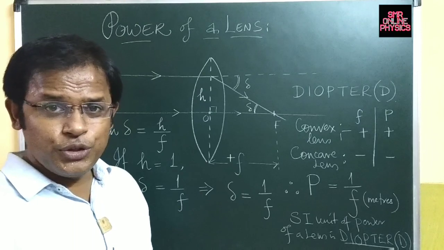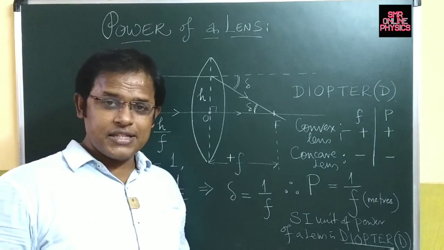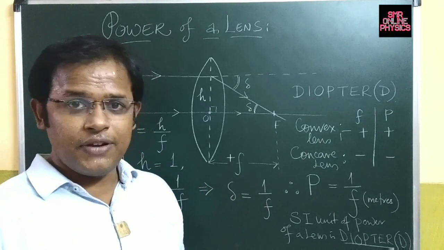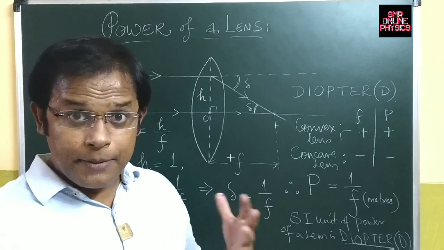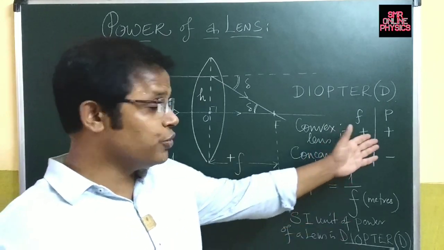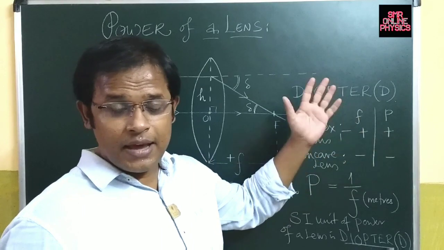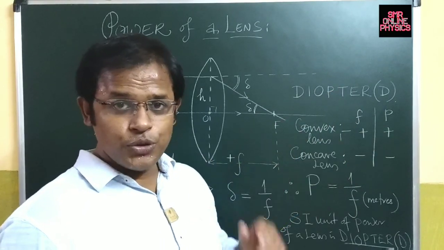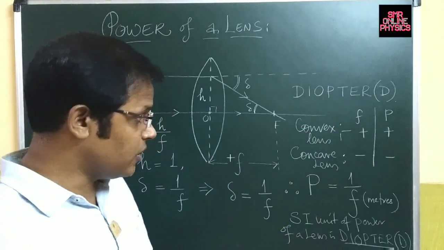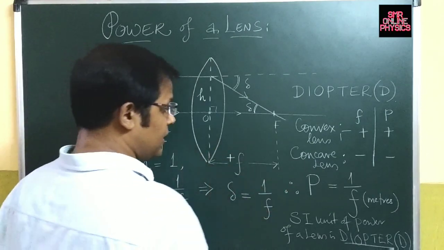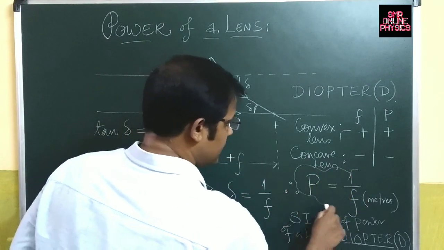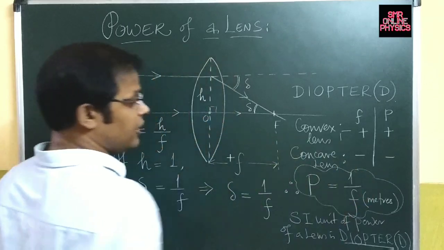People do use concave and convex lenses for correcting the defects of vision. People with hypermetropia use positive powered lenses, and people with myopia use negative powered lenses. Alright, so that's it, my dear. As easy as that. P is equal to 1 by F, with F in meters.